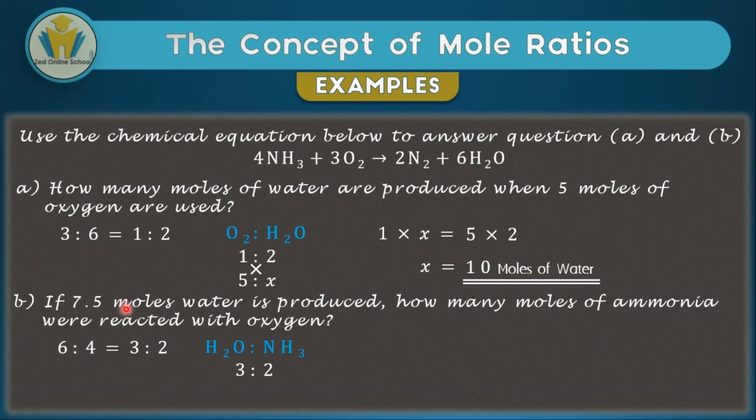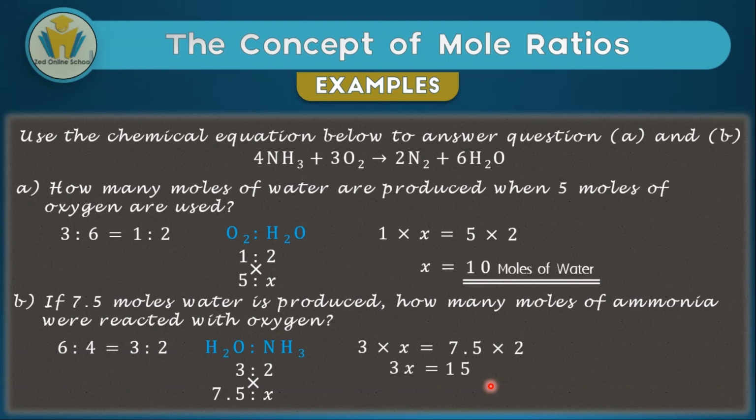We have 7.5 moles of water, so we're putting a 7.5 here and an X for the ammonia that we want to find. If 7.5 moles of water is what is produced, then how many moles of ammonia were reacted with oxygen? It's the ammonia that we want to find. Again, we cross multiply here just like we did, get the two products, 7.5 times 2 and the 3 multiplied by X. Here we have 3x, of course, and here we're going to have 15. 3x is equal to 15 is our equation.